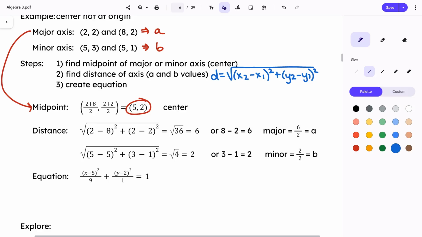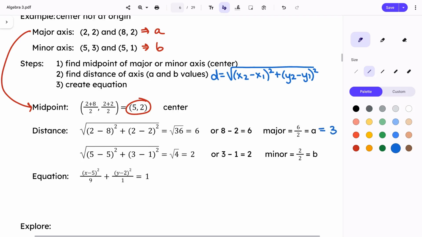So when they did this for the major axis, they got the square root of 36, which is 6. And so that would be part of your A. But that's like the full length of the major axis. Like the major axis is 6 units long completely from tip to tip of the vertices. If we want to know what just A is so we can write our equation, we need to know half of that. Because A would be from the center to one of the vertices. So half of 6 is 3. So your A is going to be 3.